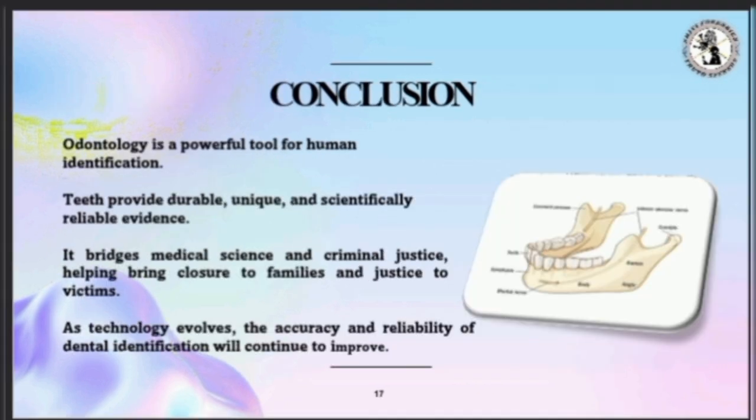Now, our last topic is conclusion. Odontology is a powerful tool for human identification. Teeth provide durable, unique, and scientifically reliable evidence. It bridges medical science and criminal justice, helping bring closure to families and justice to victims. As technology evolves, the accuracy and reliability of dental identification will continue to improve.